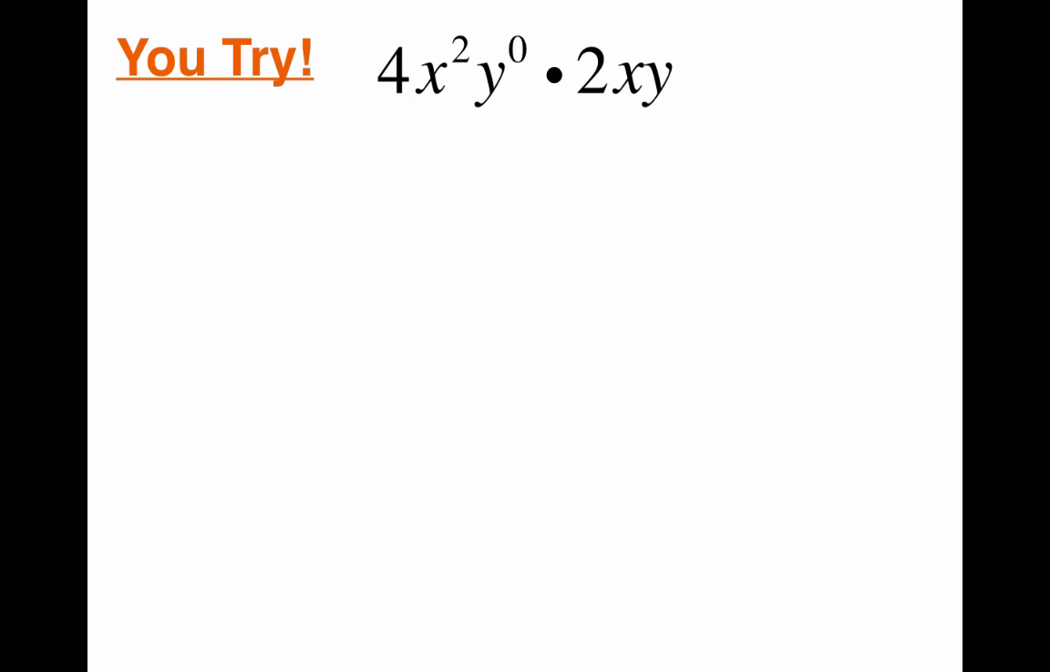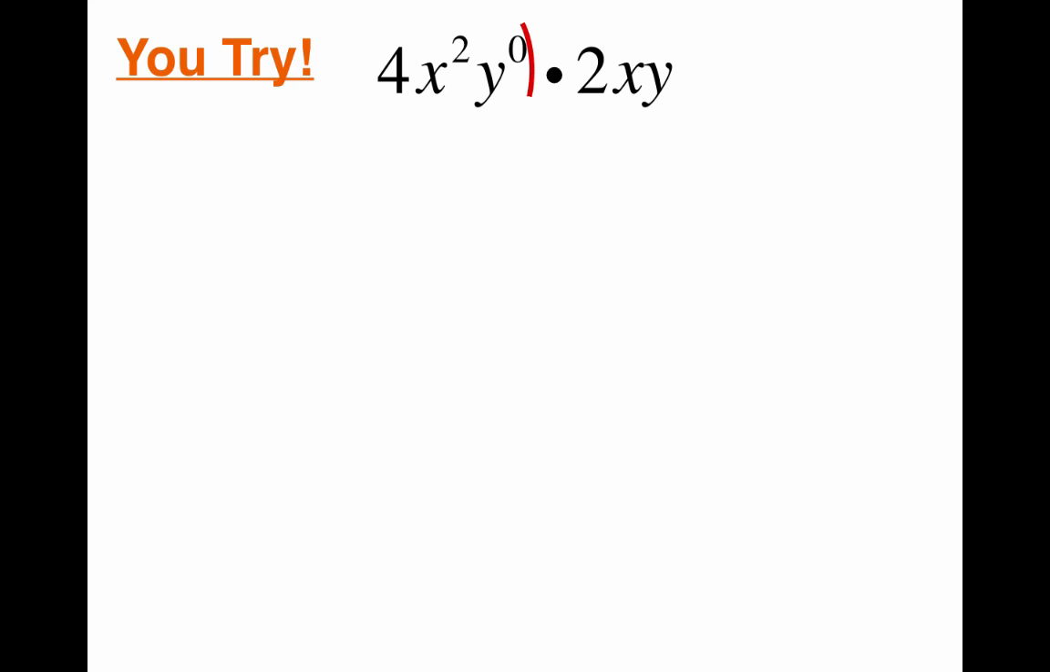So here is your you try problem. 4x squared y to the 0 times 2xy. Right now, hit the pause button on your device and try to simplify this problem. Good luck. Okay, you ready to check your answer? Let's see how you did.